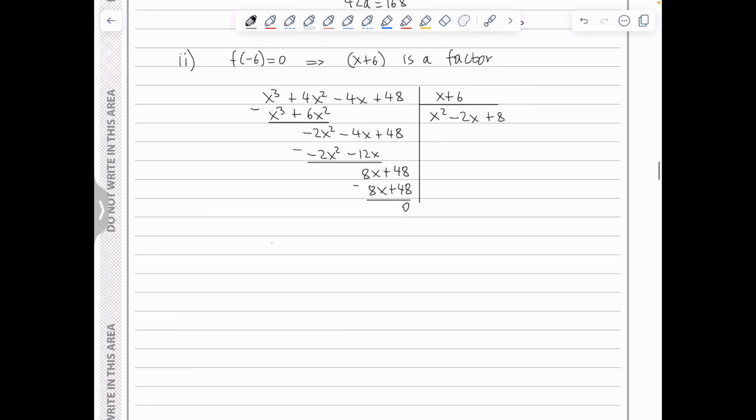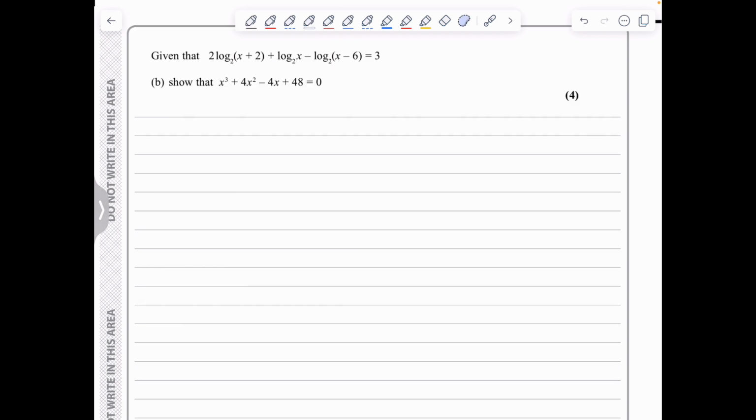This means that we can write f of x as x minus 6 times x squared minus 2x plus 8. In part B, we are given this logarithmic equation, and we need to show that we can recover x cubed plus 4x squared minus 4x plus 48 is 0 from this logarithmic equation.